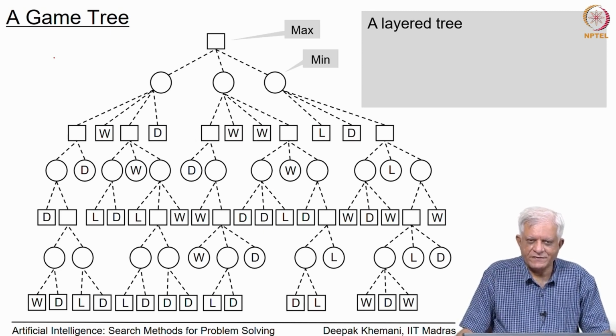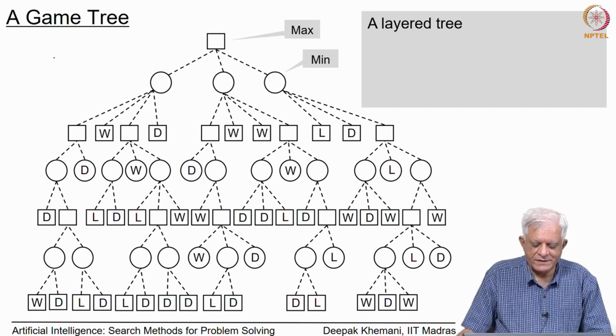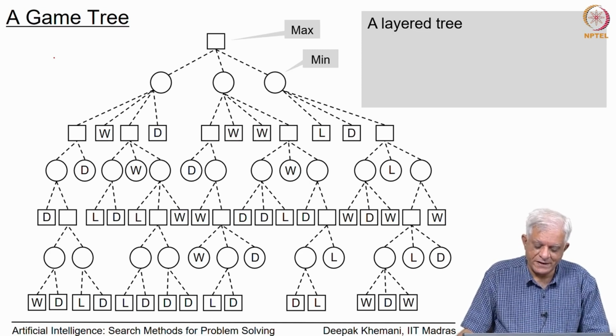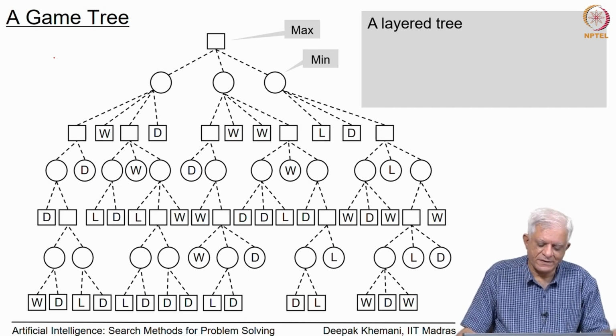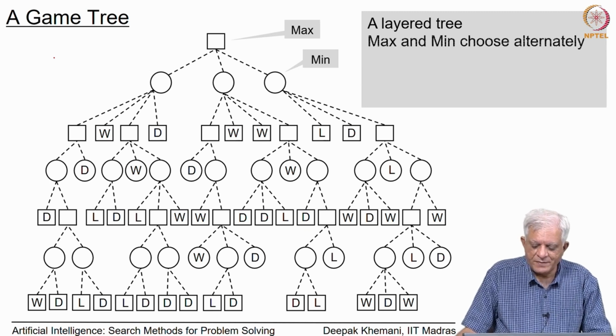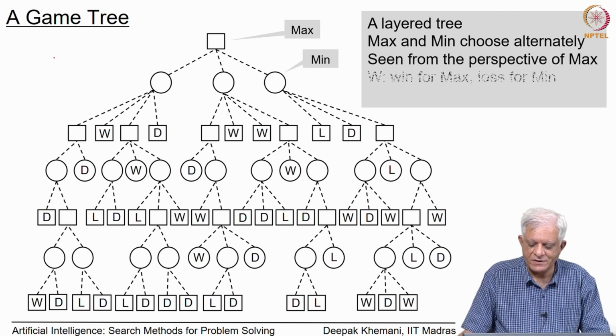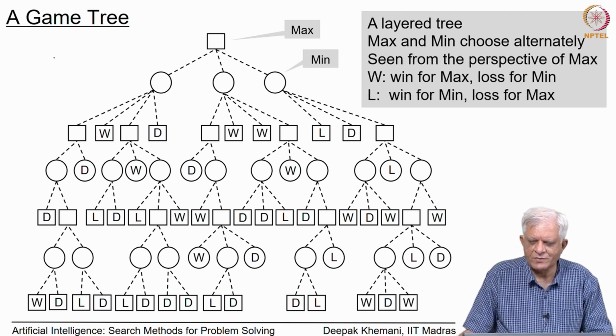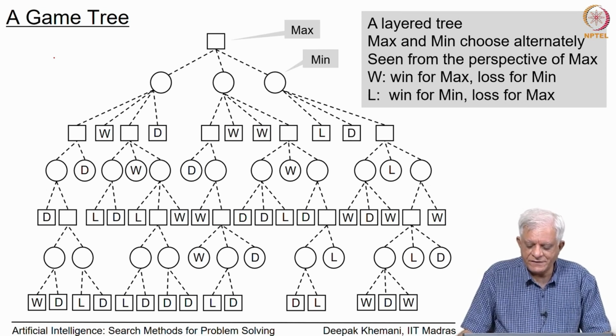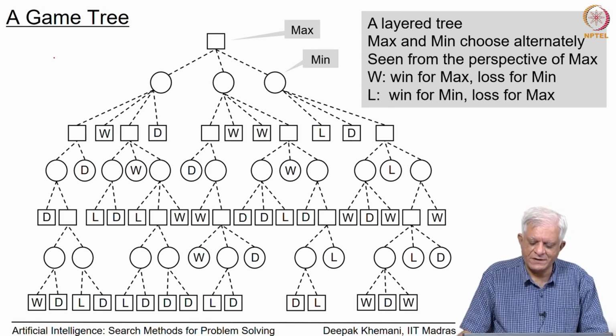It is a layered tree in the sense that at the first level max has to make a choice, then based on the choices of max at the second layer min makes a choice, then based on the choice of min at the third layer max again makes a choice, and so on and so forth. And all the games that are possible are represented as paths in this game tree. So, max and min choose alternately, max makes the first move, min the second, and so on. We always see the game tree from the perspective of max, because if we imagine that we are going to write a program for max, the leaves of the game trees are labeled with the outcome of the tree.